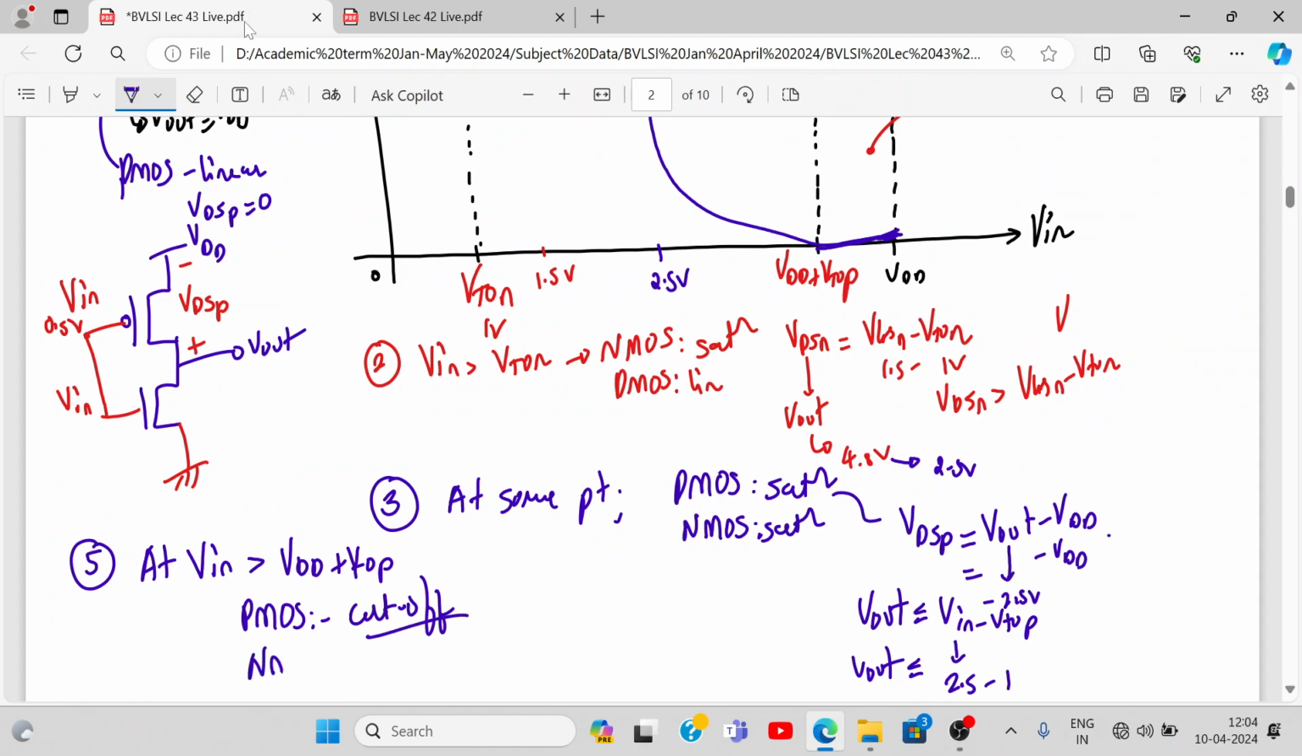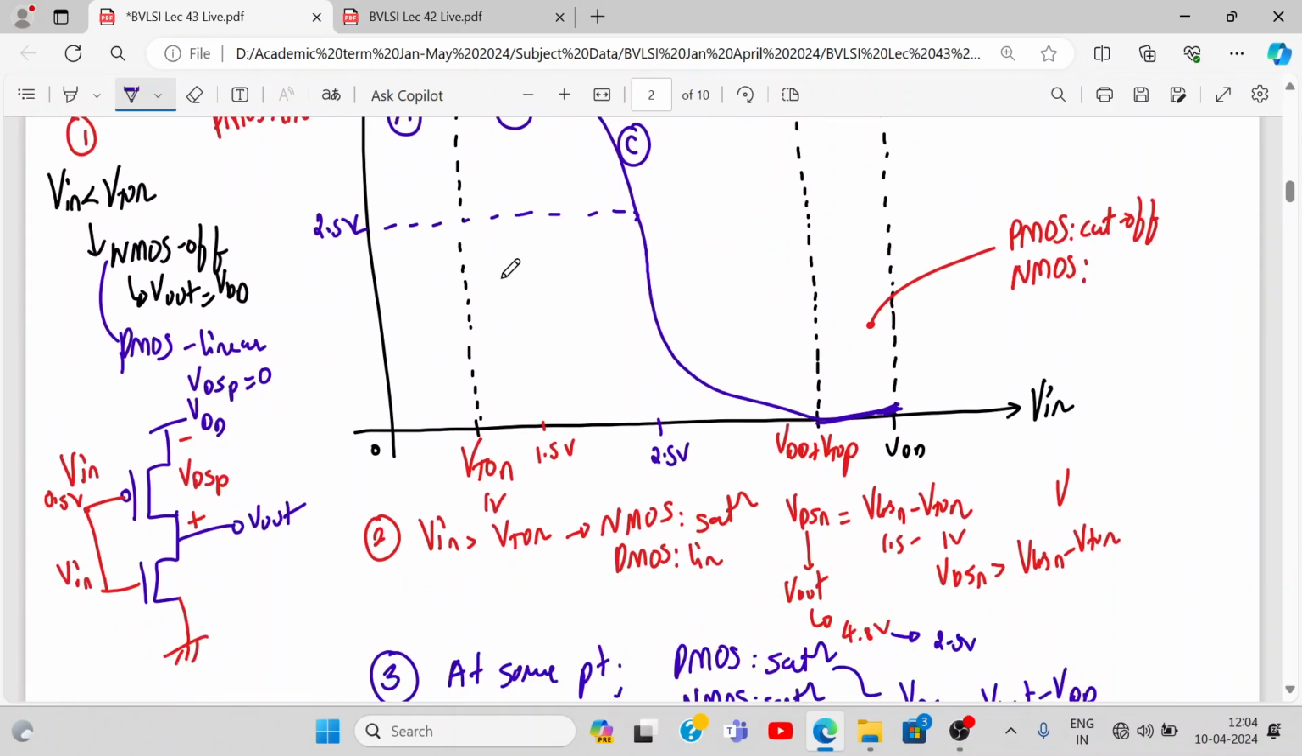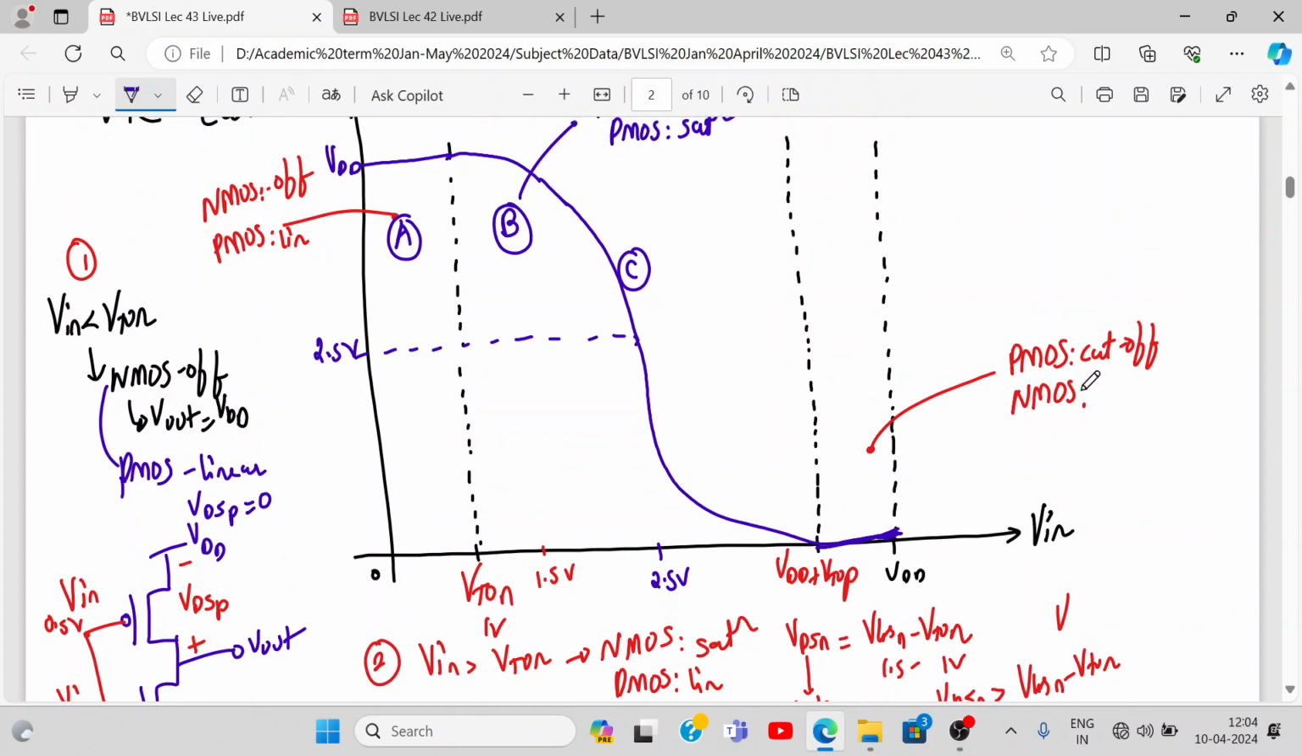What about my NMOS condition? We have to find out. Yes or no? So at what point does the NMOS go off? The NMOS goes off when V in becomes greater than VDD plus VTOP. तो यहाँ पे मेरा NMOS कट ऑफ हो गया, तो ये मेरा रीजन E है, ये D रीजन है. So D रीजन में हमें क्या फाइंड आउट करना है?